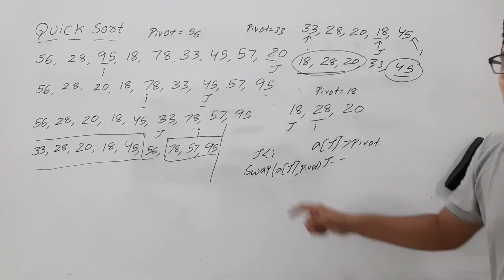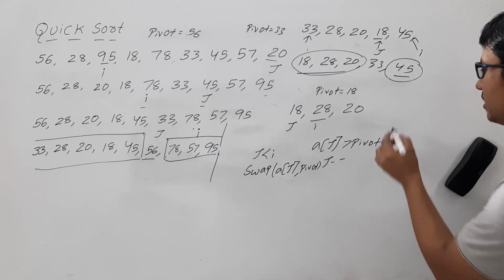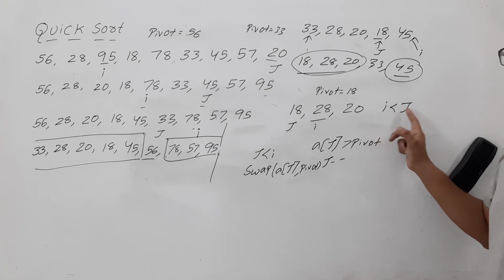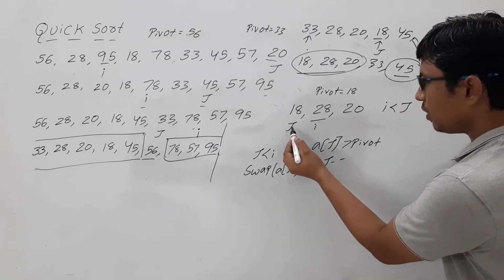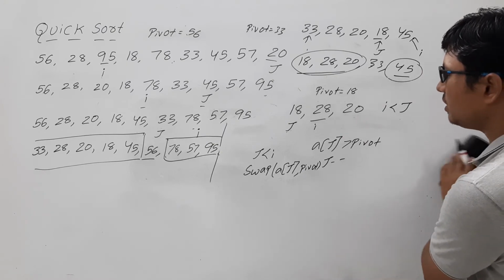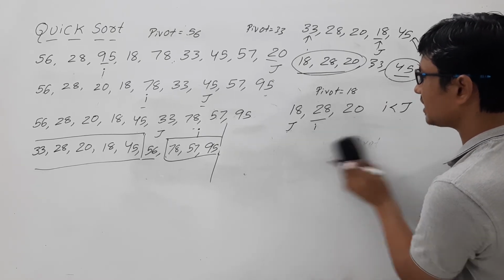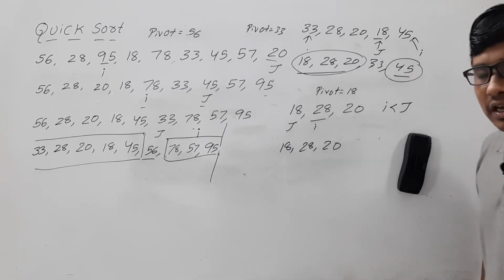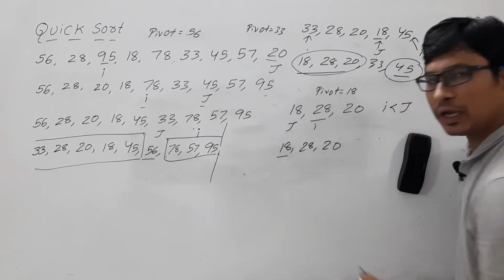Please note down this point. These points are very important. If i is less than j, then you need to swap A of i and A of j. Now what is A of j? 18. The pivot element is also 18. So if you swap them, you will get again 18, 28 and 20. That is correct only because this is the pivot element.